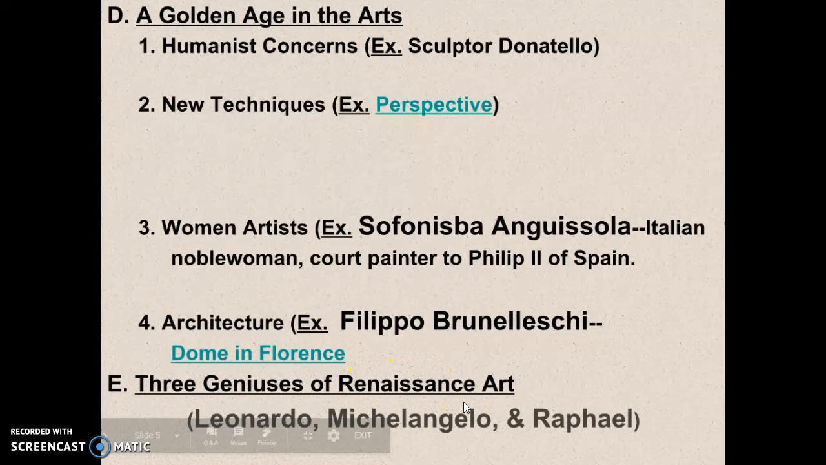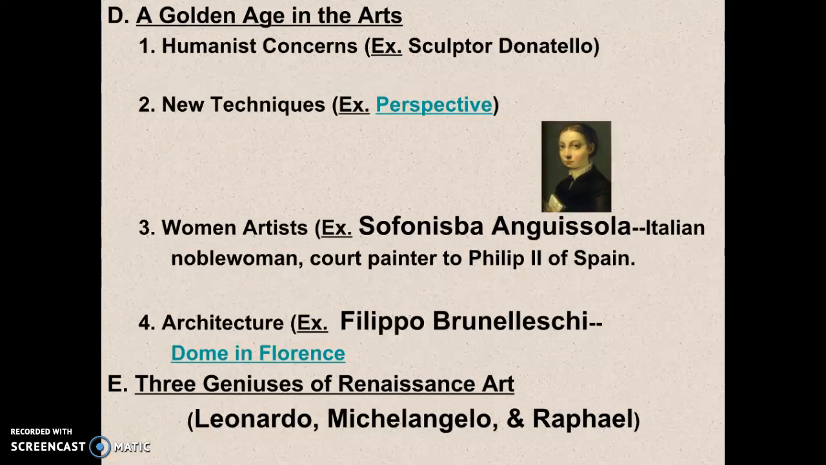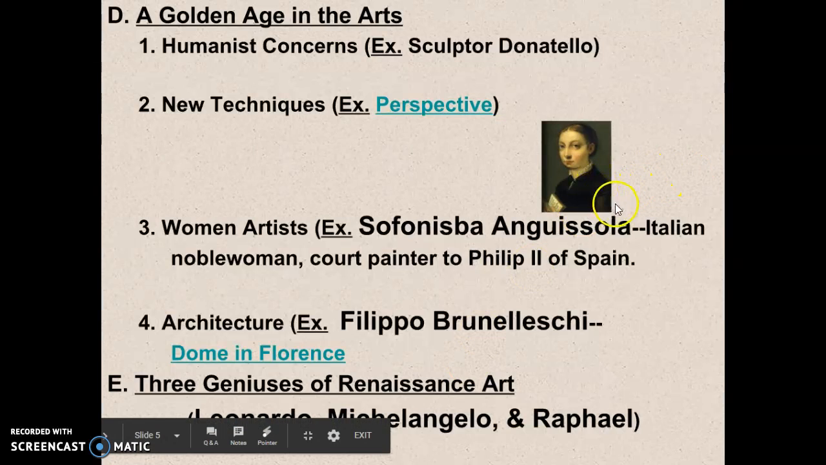Absolutely fascinating. And of course, what we have down here is three geniuses of Renaissance art: Leonardo da Vinci, Michelangelo, who is the painter of the ceiling for the Sistine Chapel in the Vatican, and Raphael, who painted the School of Athens. If you notice in the Google Classroom, the School of Athens is shown there. And there at the top here is a picture of Sofonisba Anguissola.